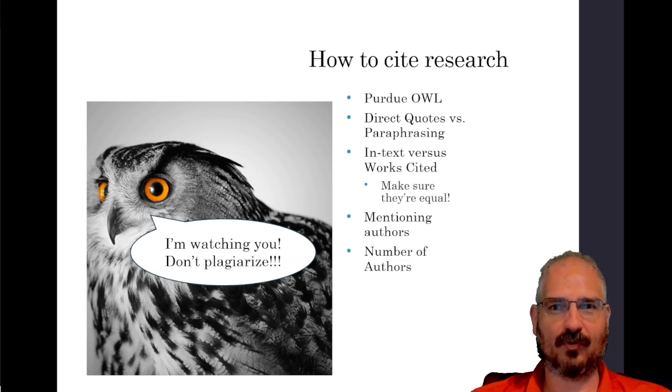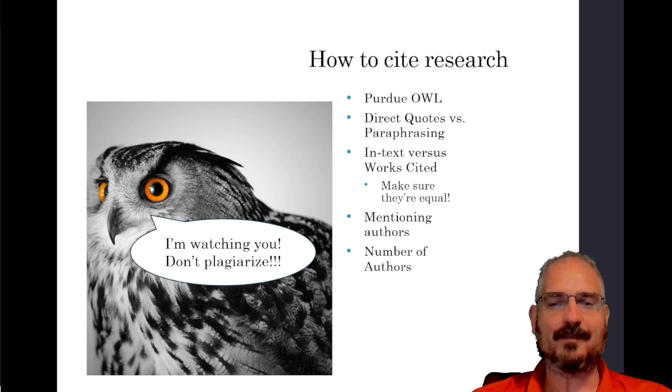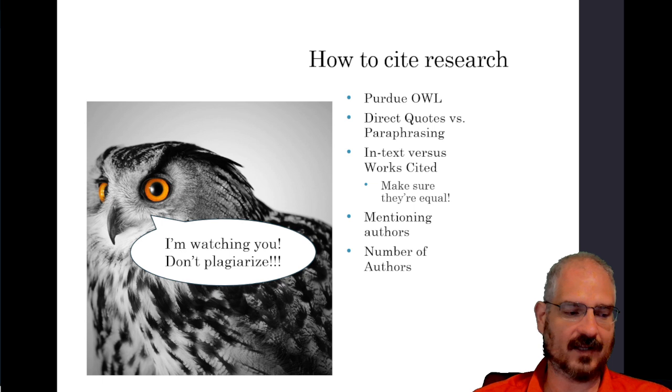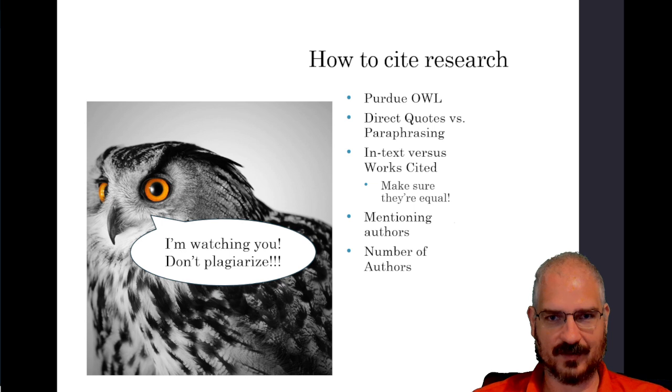Now, how do we cite research? What is the actual process? What does it look like on the page? Well, the good news is, in the field of criminal justice, we use the APA format, the American Psychological Association. Why we don't have our own format, I don't know. But APA is pretty nice. I've been using it my entire career. I really enjoy the APA citation style.